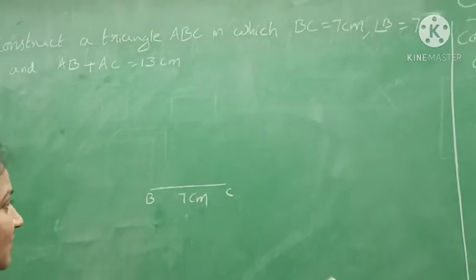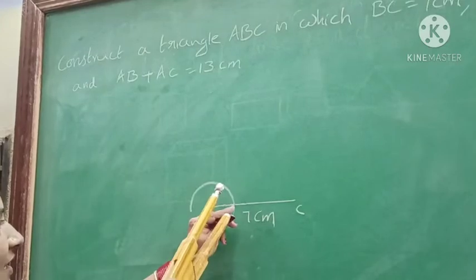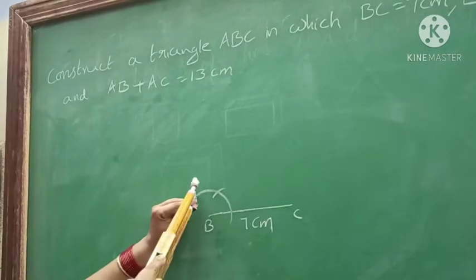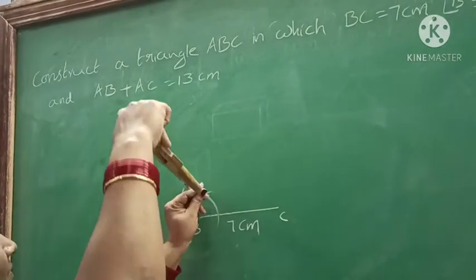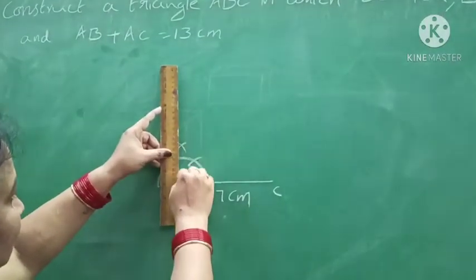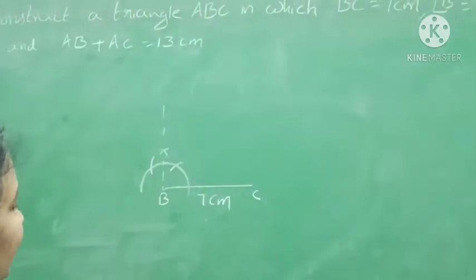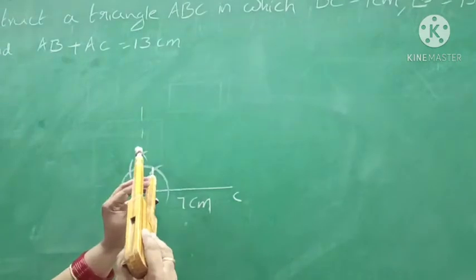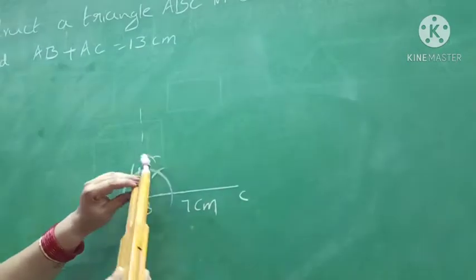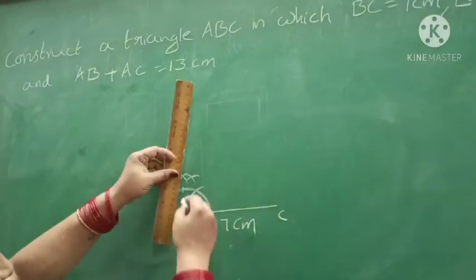Now angle B is equal to 75 degrees. So for this one, take any angle, draw an arc. Now 60, 120, 90. We want 75. 75 will be between 90 and 60. So this is 75.